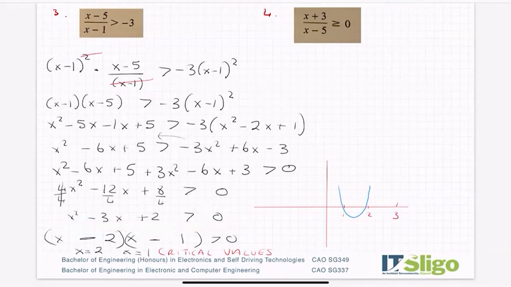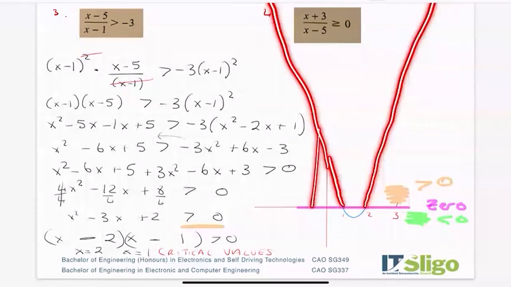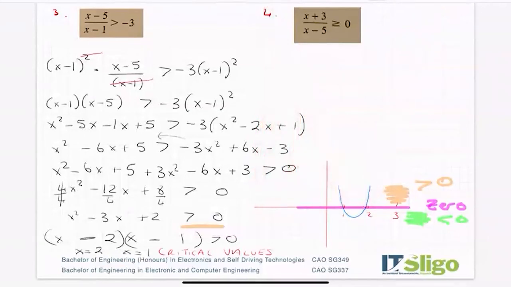So where is this graph greater than 0? Again, my 0 line is here. Down here is less than 0. Up here is greater than 0. Our question is greater than 0, which is this proportion of the graph here. And remember, these go on forever. So all of these x values, if I use them as solutions, I will get an answer to this sum that is greater than 0. So my solution is when x is less than 1 and when x is greater than 2.